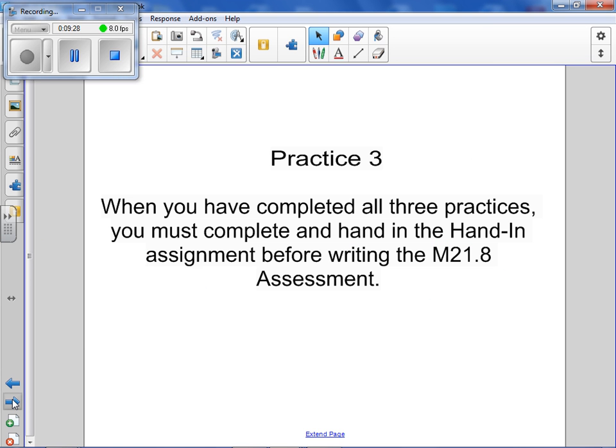That's our last lesson, so now you should be doing practice 3. When you're done that, there is a hand-in assignment that you should be working on before you write the assessment.